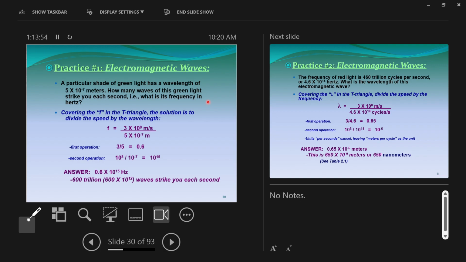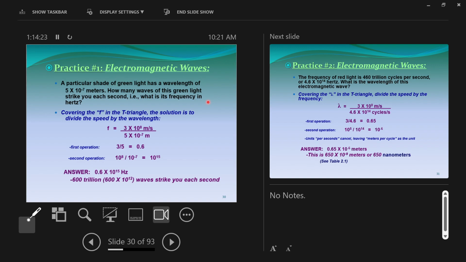So you take 0.6, your first operation, and 10 to the 15, your second exponent operation, and plug them back together. 0.6 times 10 to the 15. There's our answer. Is it just because they're exponents that you can't say it's a -1? Because 8 minus -7 will be a +1. 8 minus -7 is still going to be 15.